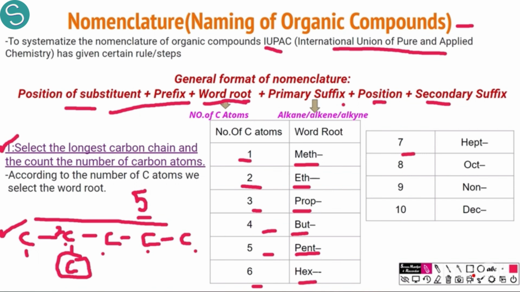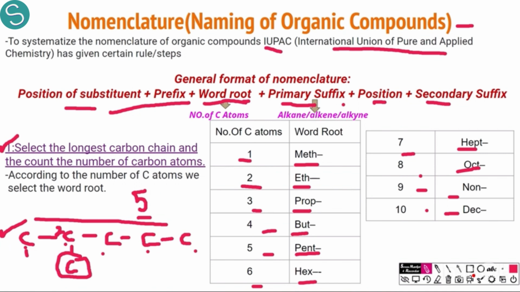Similarly, for 7 carbons it is hept, for 8 carbons it is oct, for 9 carbons it is non, for 10 carbons it is dec. So here we have seen that we have 5 carbon atoms in the longest chain, so we will use the word root pent. Now ahead of pent we have the primary suffix which denotes alkane, alkene or alkyne.